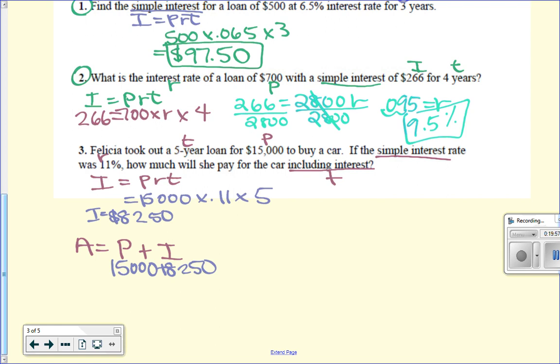You got it. So the car is actually gonna cost her $23,250. Did y'all know that when you take out a loan? Not only are you borrowing the 15,000, but you're gonna have to pay on top of that, right? If you borrow the money. Is that new for y'all? No? Some of y'all know? That's awesome. All right.